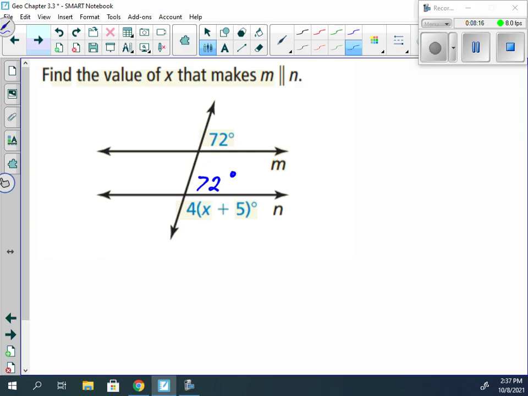Also, if this is 72, these two here should add together to be what? 180. They should be supplementary. So what we can say is that 4 times x plus 5 plus 72 is equal to 180.